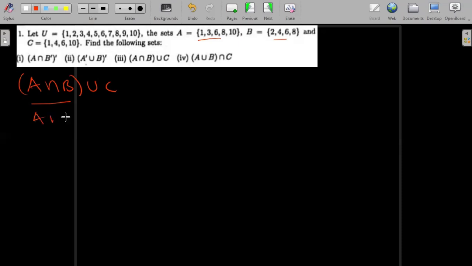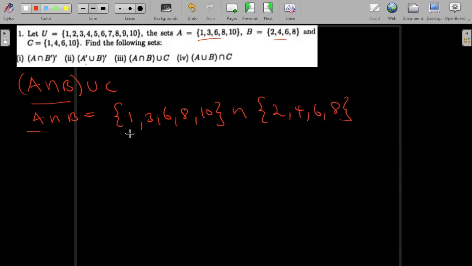So A intersect B is just going to be equal to, so I list down the first set that I have, which is set A. Set A is 1, 3, 6, 8, and 10. This is what I have. Then intersect B, my B is 2, 4, 6, and 8. So this is what I have in B.